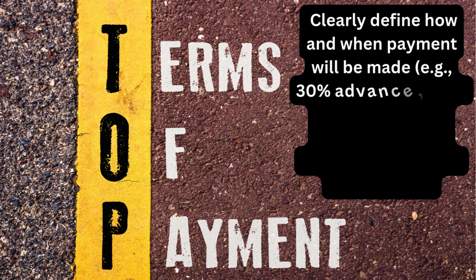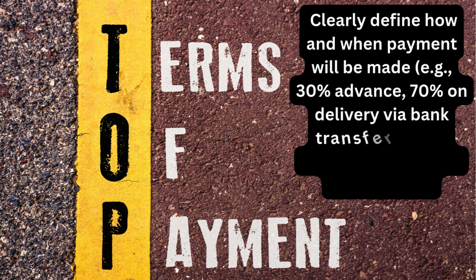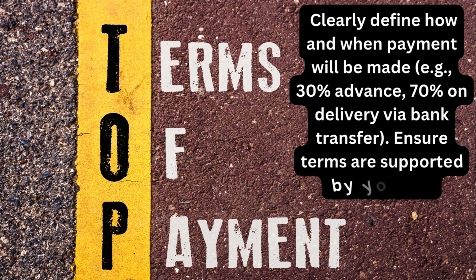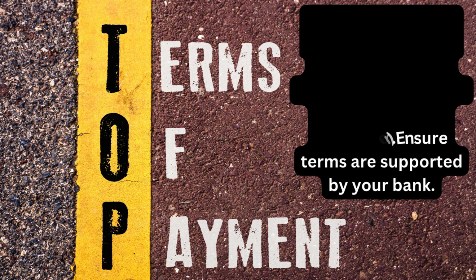Check mark 5. Payment terms. How will the buyer pay you? For instance, 30% advance, 70% upon delivery via bank transfer. Make it clear, and always ensure it's backed by your banking partner.